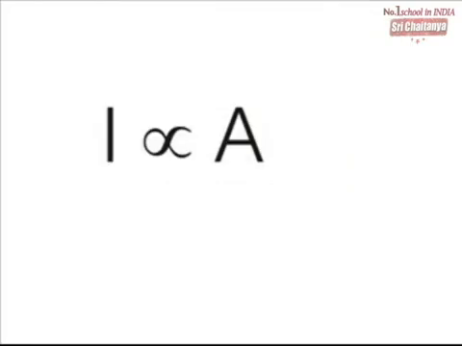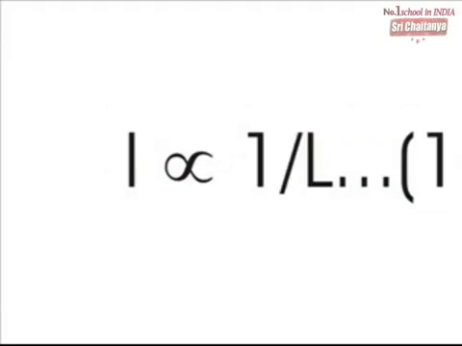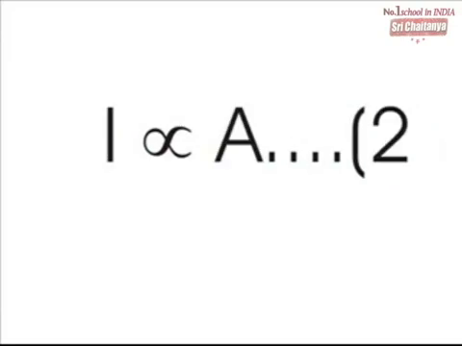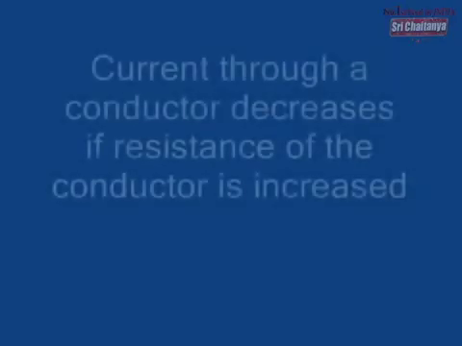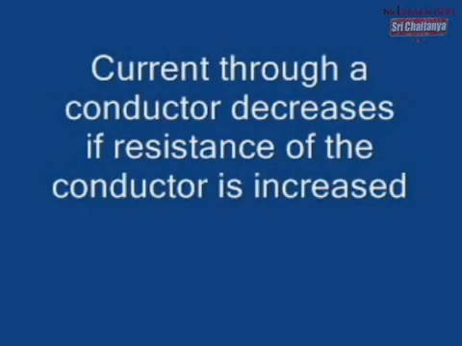If we observe carefully, we will find that the change in current through the conductor is directly proportional to its cross-sectional area. That means I is proportional to A. Say this is equation 2. Now from equation 1 and 2, we get I is proportional to A by L, and say this is equation 3. Let's see this from a slightly different point of view.